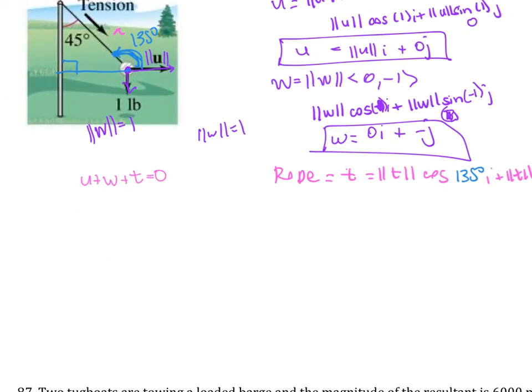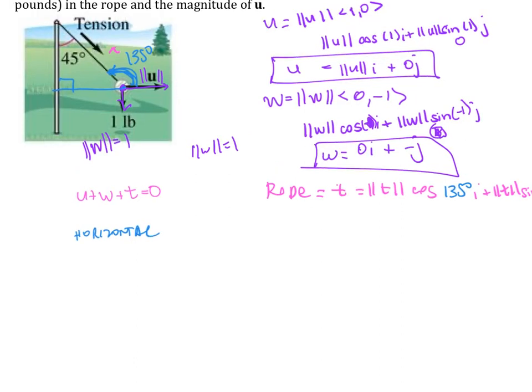So we're going to write our horizontals together. Horizontal has to do with our X's or our i's, however you want to look at it. And so the horizontals are going to be referring to here, here, and here. So let's write that all together. So the horizontal is going to be the magnitude of U plus 0 plus the magnitude of T cosine of 135 degrees, and that all equals 0.